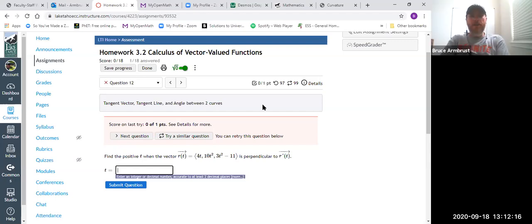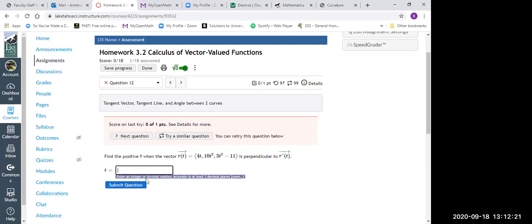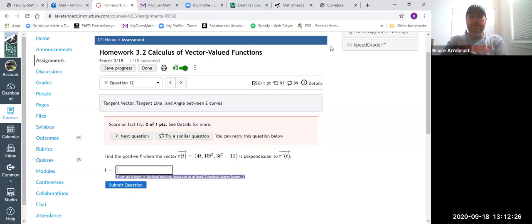It should, except notice what it says. Enter an integer or decimal number accurate to at least 2 decimal places. This is one of those where I should have actually read closely. So I don't have my calculator on me. So if you put in the decimal approximation of the square root of 50 over 218, we should be good.